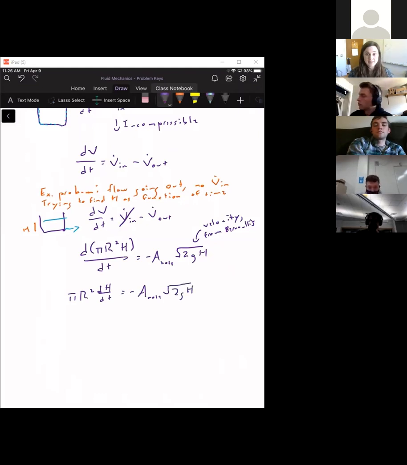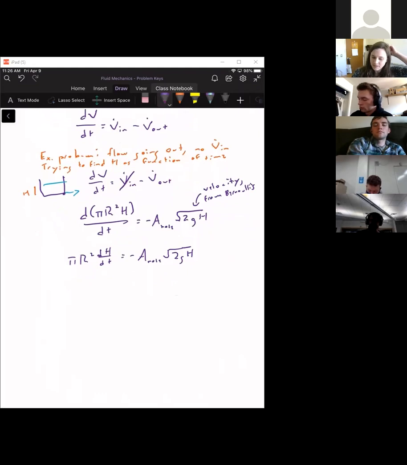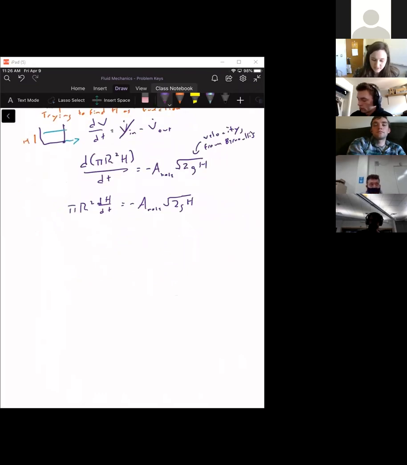and now we separate and integrate, which means we want to get h on that side over there, because we want to have h on the side with dh in it so that the integral will take into account how h is changing. 1 over square root of h dh equals negative a whole over pi r squared square root of 2g dt. Right here, r is constant.